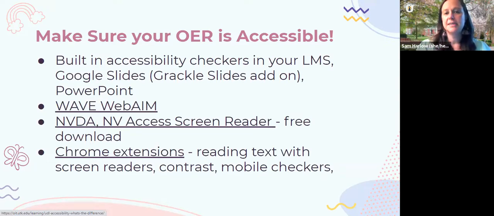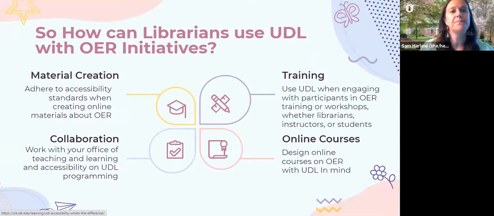So if you are interested in learning more about screen readers, you can try the NVDA or NV Access screen reader. And then Chrome has tons of extensions that can help you with accessibility, such as reading text with screen readers, color contrast, which is a huge thing with accessibility, and mobile checkers, because that's also a part of accessibility, making sure our content is accessible on mobile devices. And they'll show you how it looks on a mobile device versus how it looks on your computer screen.